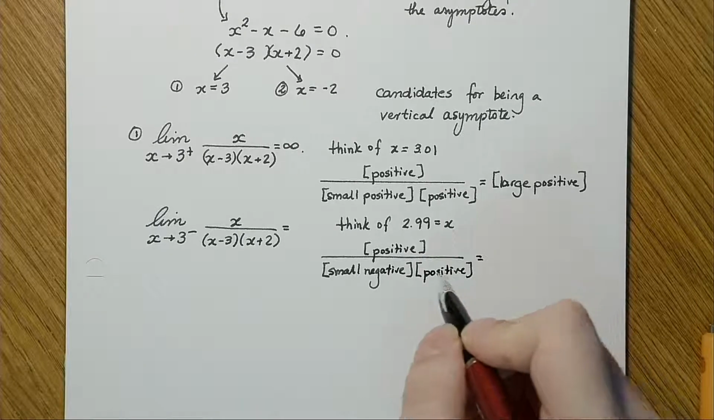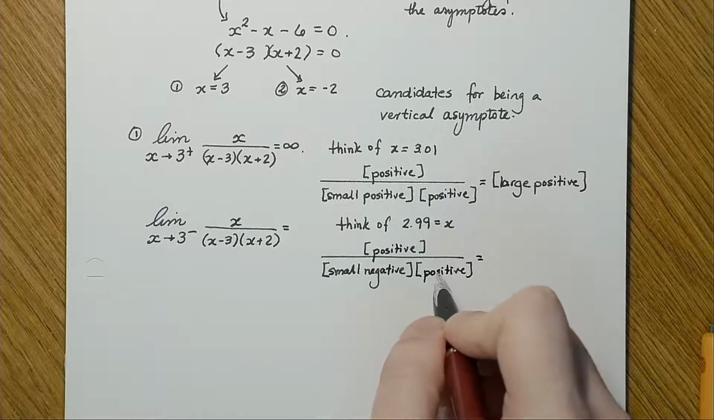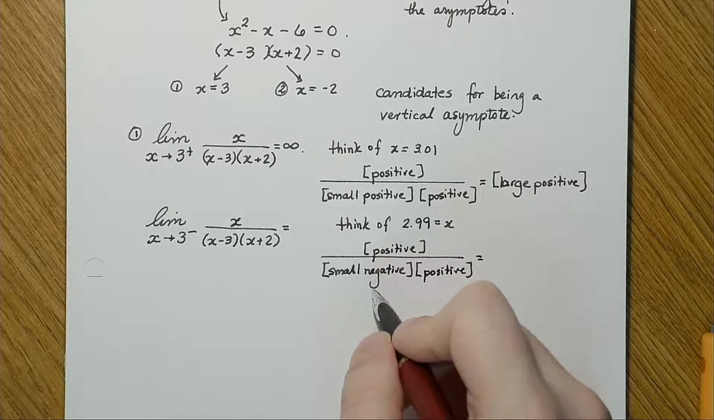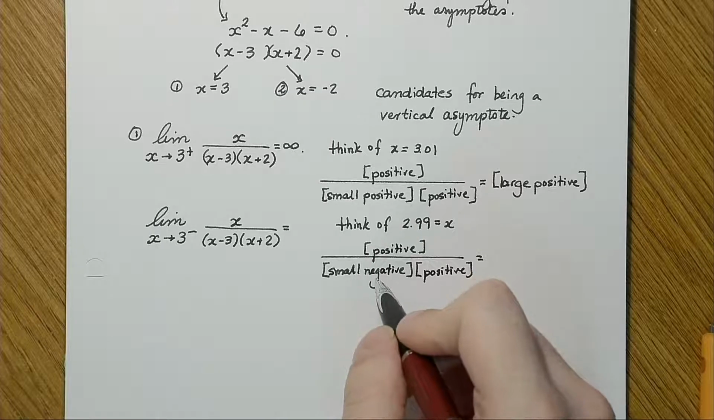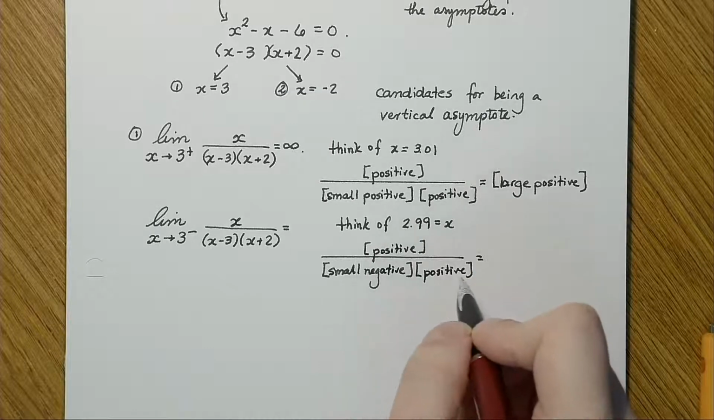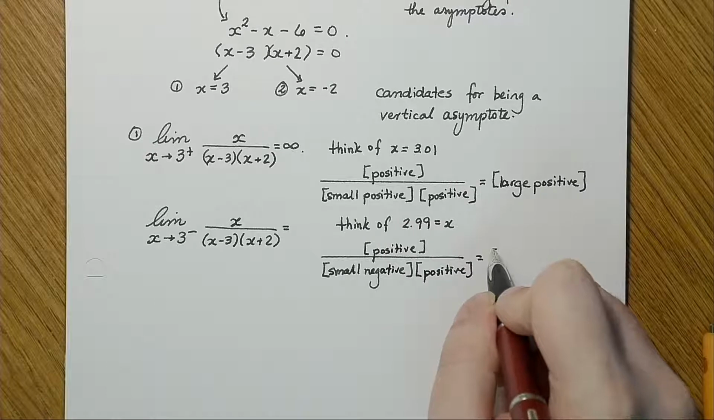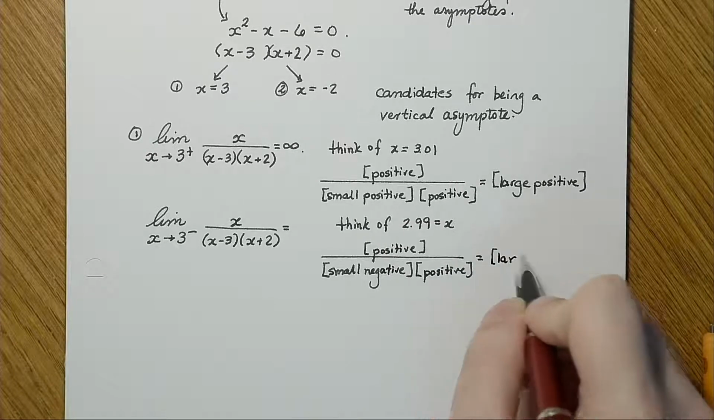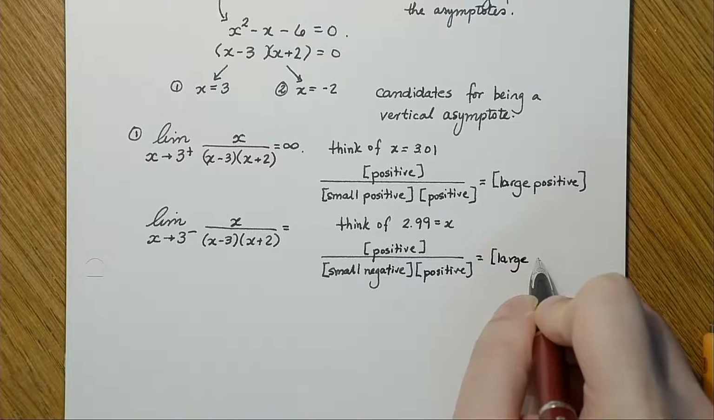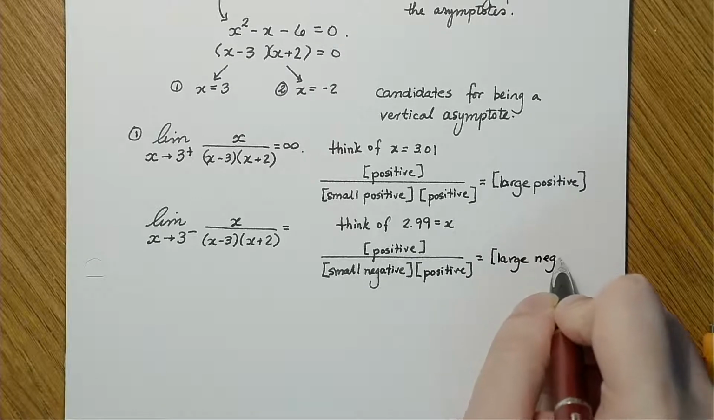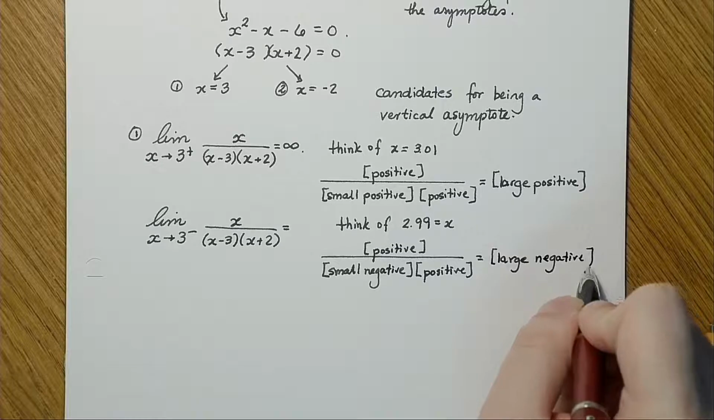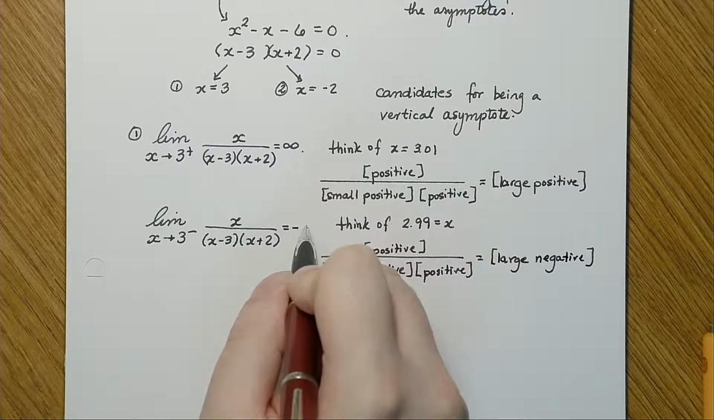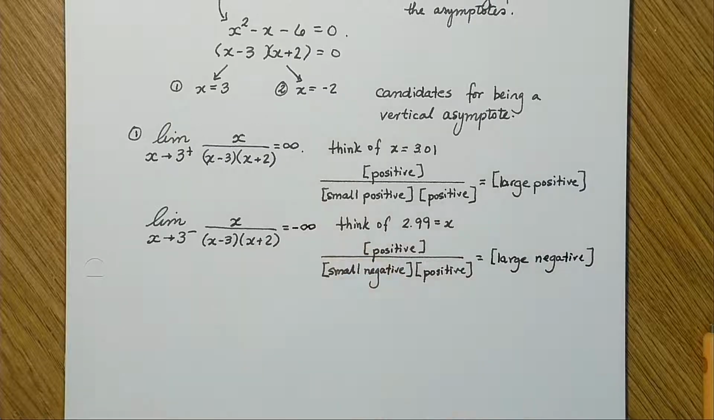So just thinking about that, I have a positive and positive, so that kind of gives me 1. But I have a really small negative number here. So again, 1 over a really small number makes it a really large number. And because it's negative here, I have a large negative value, which means then that it's tending to go to minus infinity.